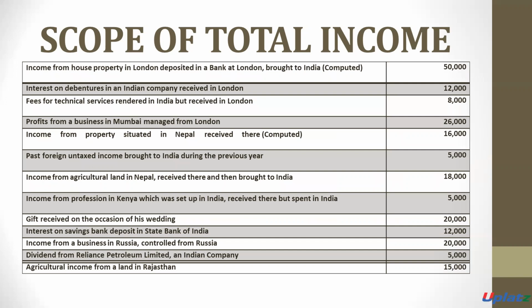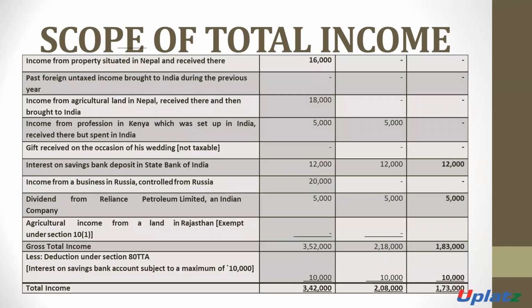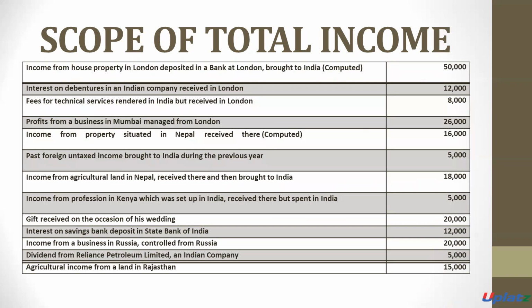Next, post foreign untaxed income brought in India during the previous year, 5,000 rupees. It is untaxed foreign income, brought in India during the previous year. Then it will not be taxable, because it is not received, nor accrued, nor arisen in India. So it will not be taxable in India.